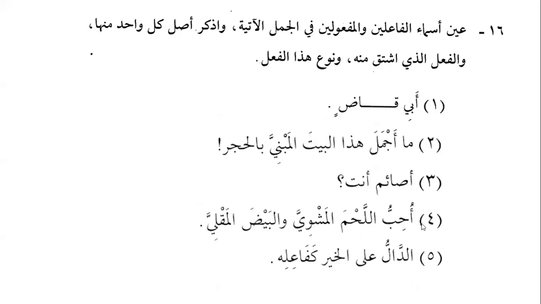Ayin, okay. Now you have to specify Ayin what? Asma. Yes. Asma al-fa'ilina wal-maf'ulina. So now we have to specify active participles and passive participles fil jumal al-atiyati, in the following sentences. Wadhkur, and then we have to mention.